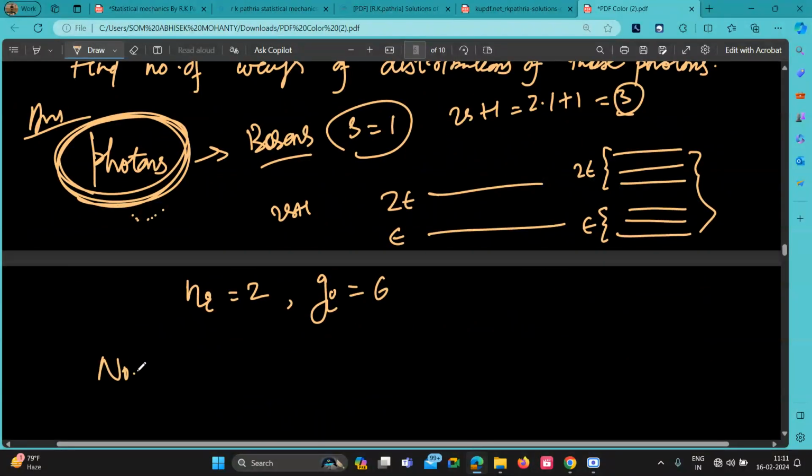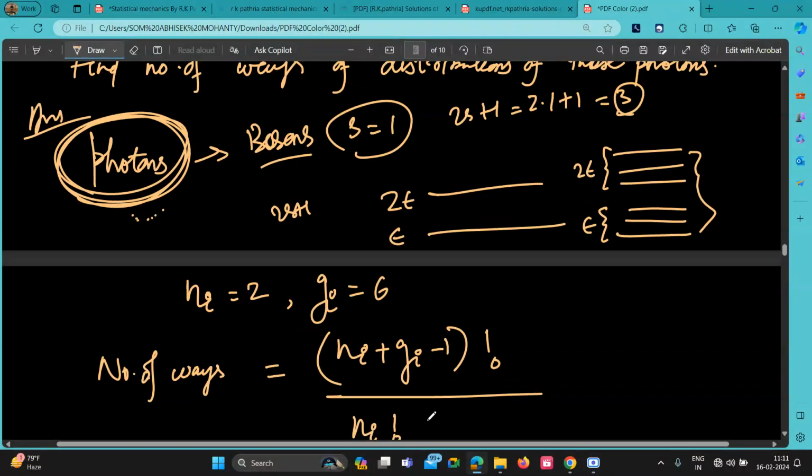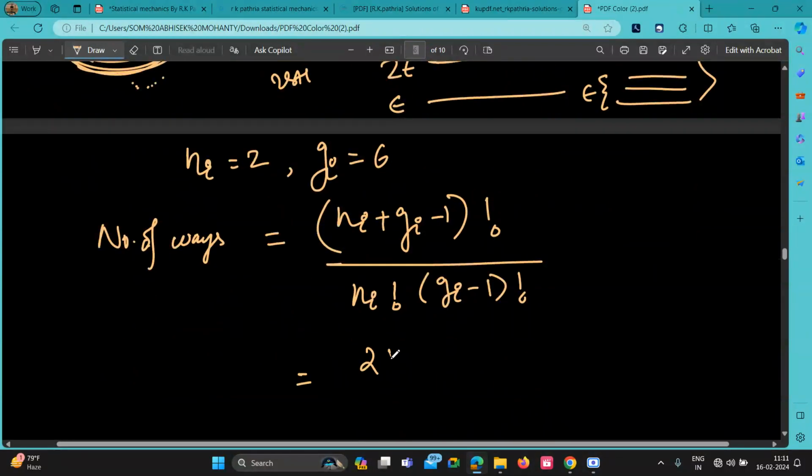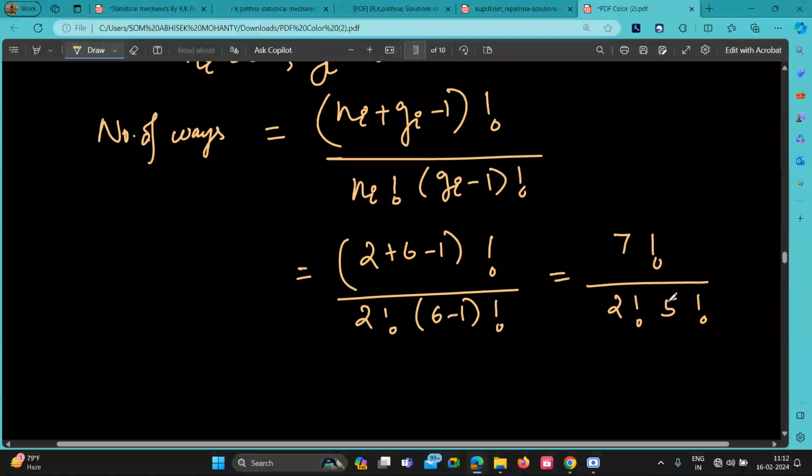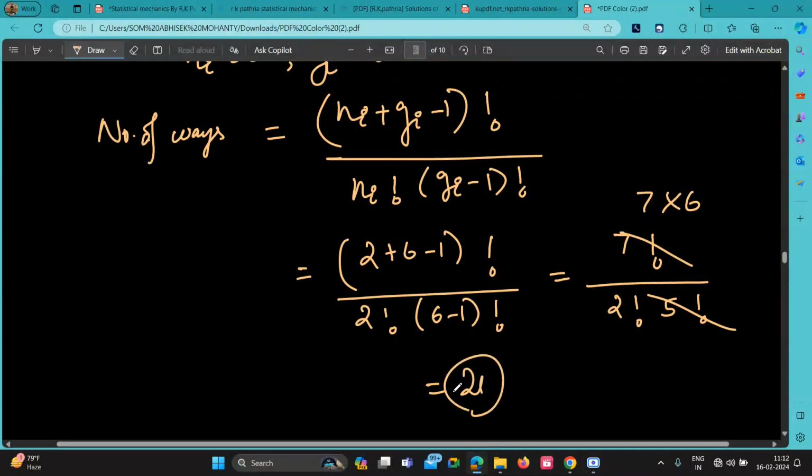So your number of ways of distribution for bosons is what? (Ni plus Gi minus 1) whole factorial divided by Ni factorial into (Gi minus 1) factorial. Okay. So 2 plus 6 minus 1 factorial divided by 2 factorial, 6 minus 1 factorial. So if you see, this is 7 factorial divided by 2 factorial into 5 factorial. This is 7 into 6 by 2, that is 21. So there are 21 ways to arrange this system. Okay.